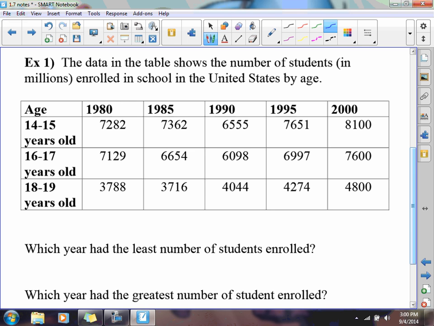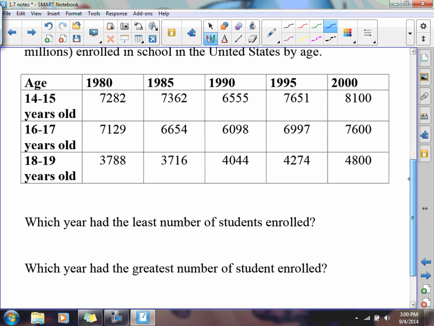So in our first example here, they're giving us a table. This data table shows the number of students in millions who are enrolled in school in the United States. Okay, and it goes from 1980 all the way up to the year 2000. And it breaks the students down by age groups. We have 3 age categories.